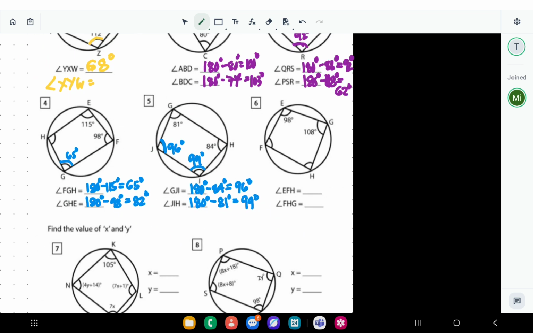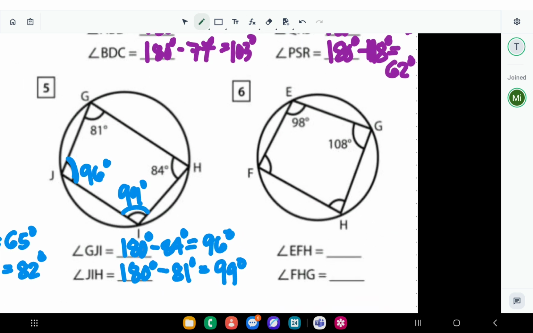Okay, can you try solving number 6 and the rest of the problem? If you can write on the board, Troy, or do you have a pen?